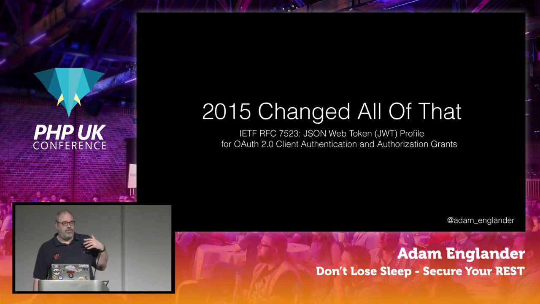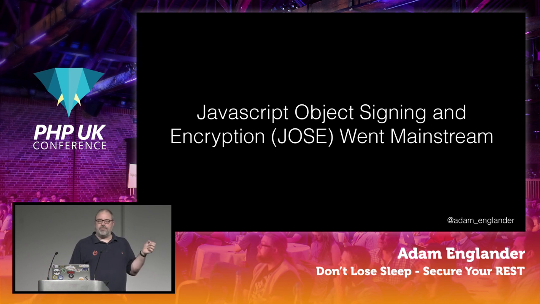So for me, 2015 changed all of that. IETF RFC 7523, it may not mean much to you, but it meant a lot to me. And that is the JSON Web Token Profile for OAuth 2 Client Authentication and Authorization Grants. Big long word. But what that meant is that JavaScript Object Signing and Encryption went mainstream. And this talk is primarily around JOSE, which is JavaScript Object Signing and Encryption.